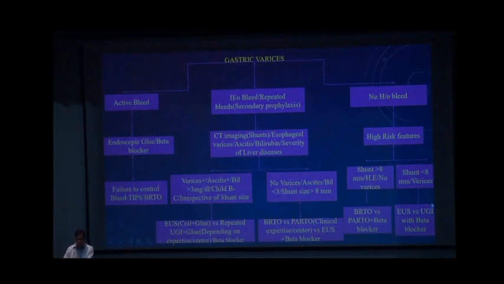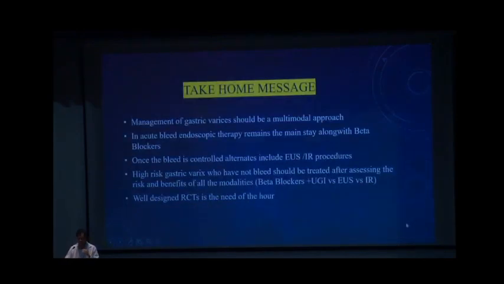So my take-home message would be that the management of gastric varices continues to be a multimodal approach. In acute bleed, endoscopic therapy remains the mainstay of treatment. Once bleed is controlled, depending on the severity of the liver disease and condition, EUS or interventional radiology procedures can be considered. High-risk gastric varices who have not bled should be treated after assessing all the risks and benefits of all the 3 modalities at that point of time. And again, randomized controlled trials in all the 3 arms are probably the need of the hour. Thank you.